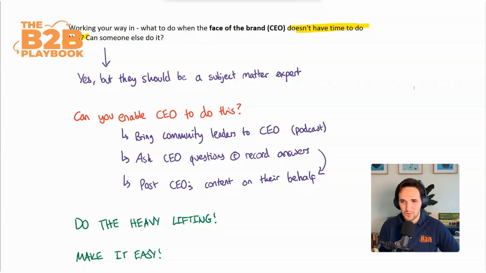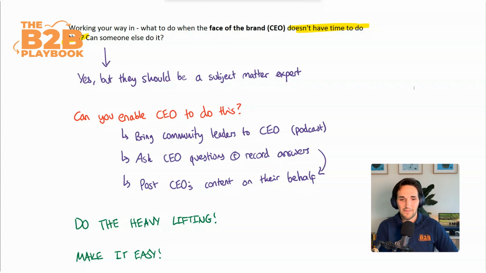You own the B2B Playbook. You guys are the experts. But it's pretty hard for marketers to do that when maybe they're in a different organization where they're not the experts. Perhaps they're selling software to engineers. And so it's pretty tough for a marketer to go in and contribute content there. What do you do when you're in that position and maybe the face of the brand, the CEO, just doesn't have time to do this and work their way into the community? Can someone else do this?